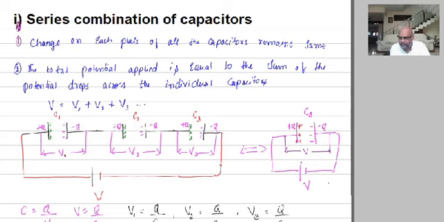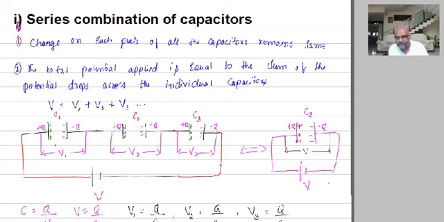So you have to write all this introduction. Consider three capacitors of capacitances C1, C2 and C3 connected in series as shown in the figure. When they are connected in series, the magnitude of charge on each plate of all the capacitors remains the same. Let the potential drop across the first capacitor be V1, across the second capacitor be V2 and across the third capacitor be V3. Now the total potential applied is V volt.